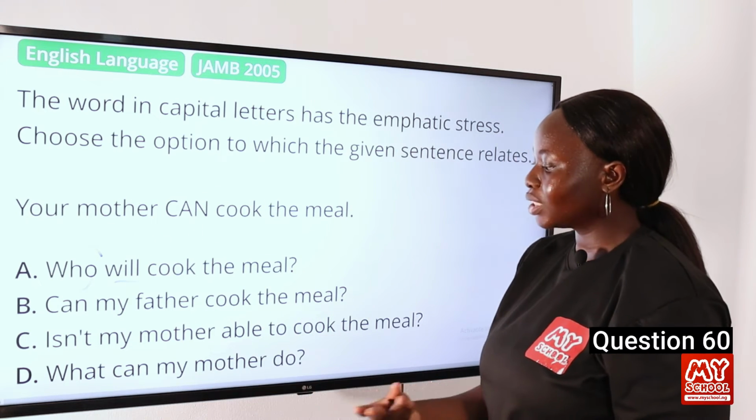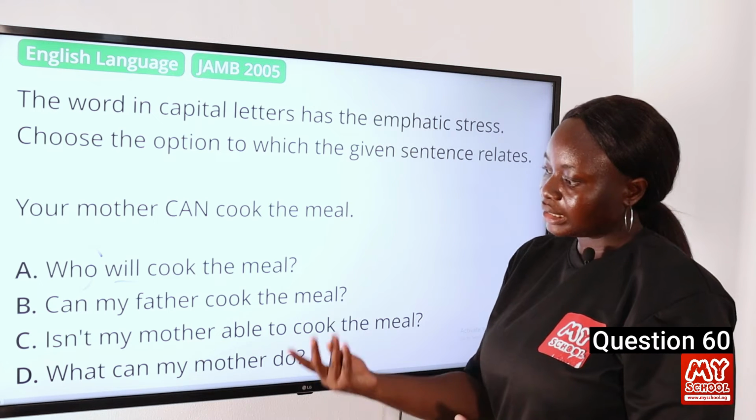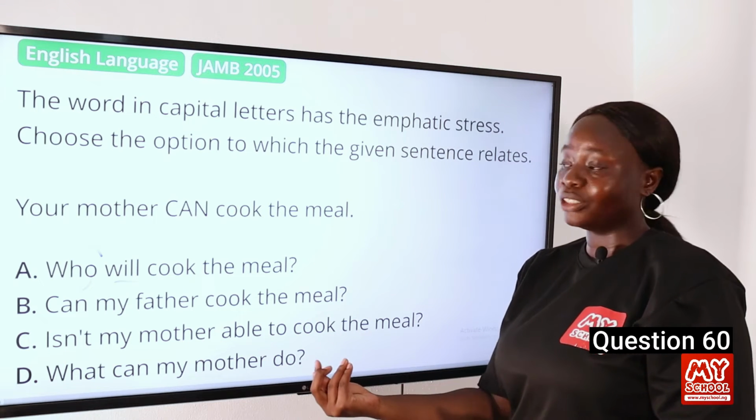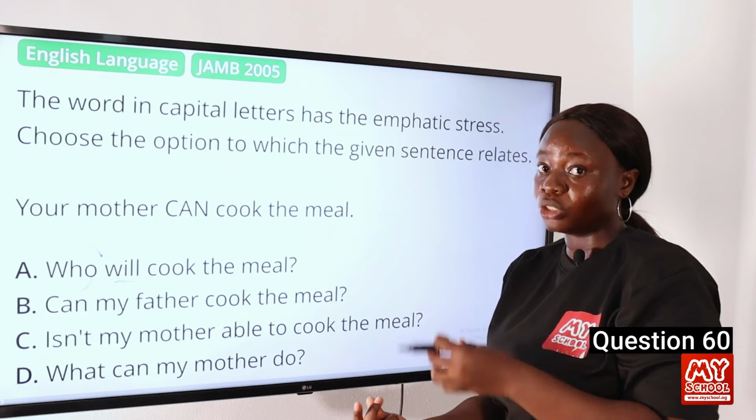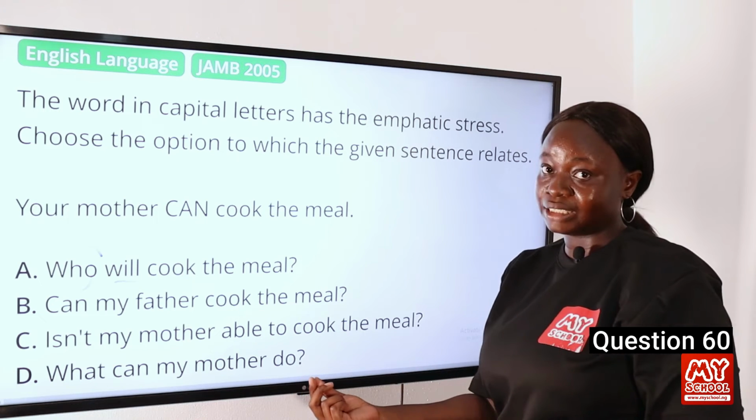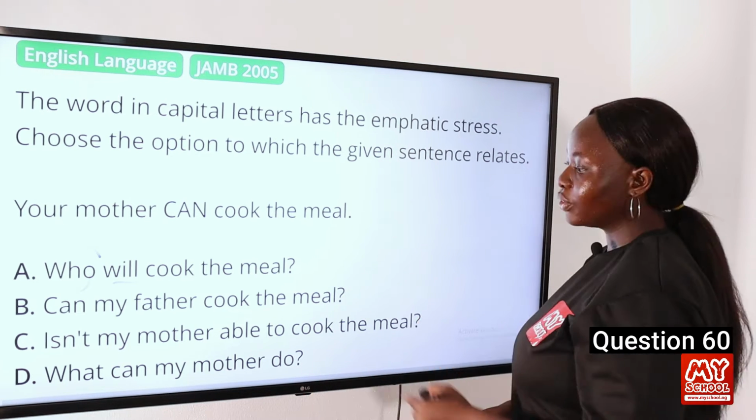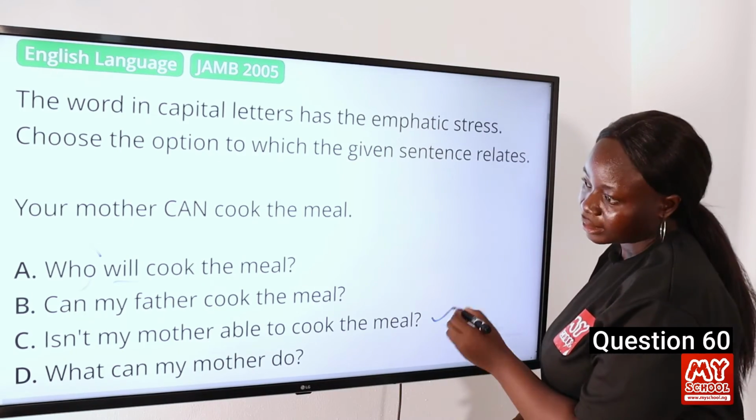Then for option D, what can my mother do? In this case, they are asking what she can do. So normally the action of cooking the meal is what is to be stressed, if that is the answer to the question. So the answer to this question is option C. Isn't my mother able to cook the meal?